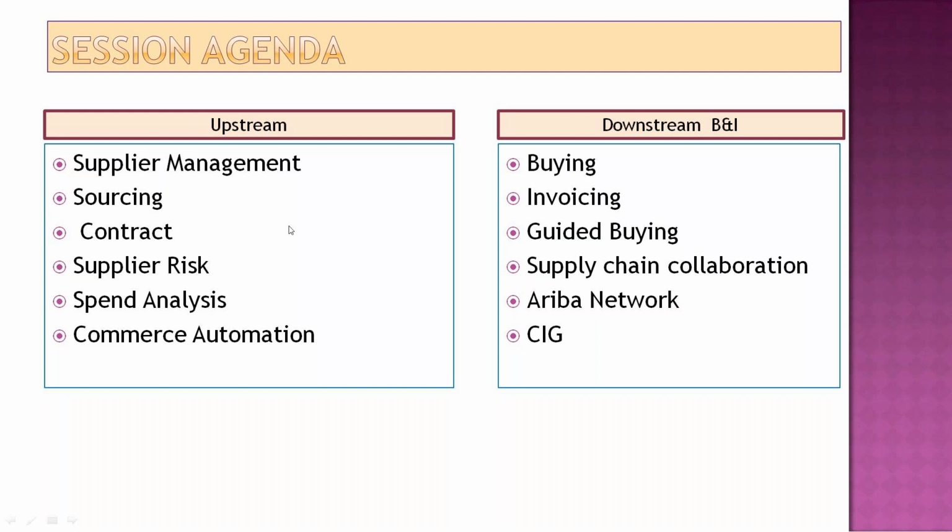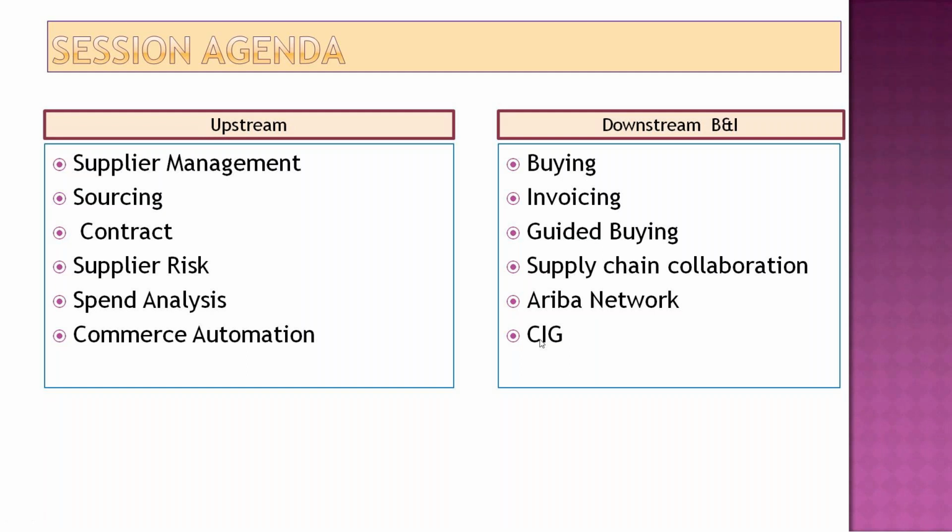In Ariba we have seven certification modules. No, we don't have certification for all the modules. We have certifications for supplier management, sourcing, contract, not for supplier risk, not for spend, not for commerce automation. So we have certification for supplier management, sourcing, contract, buying and invoicing, and guided buying. These three modules are included in procurement, procure to pay, and we have certification for supply chain collaboration and CIG.